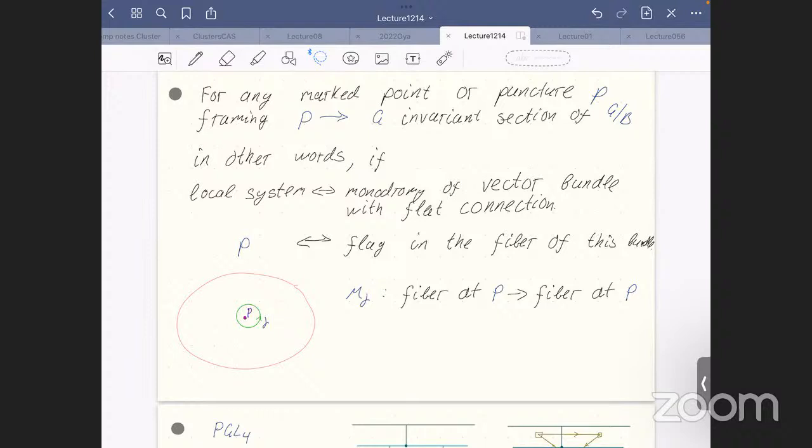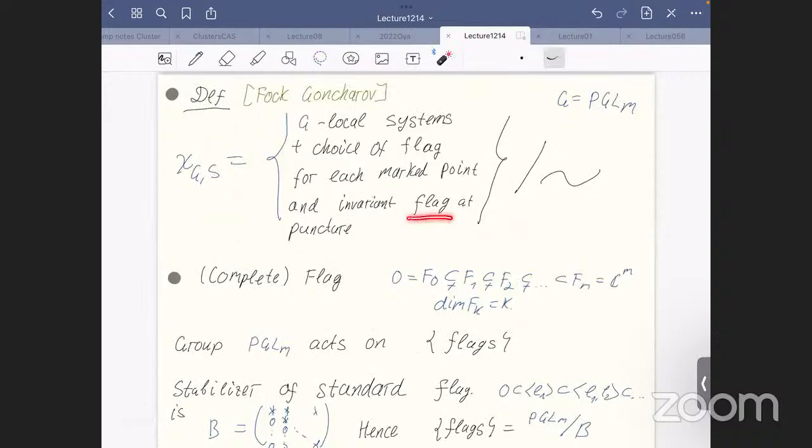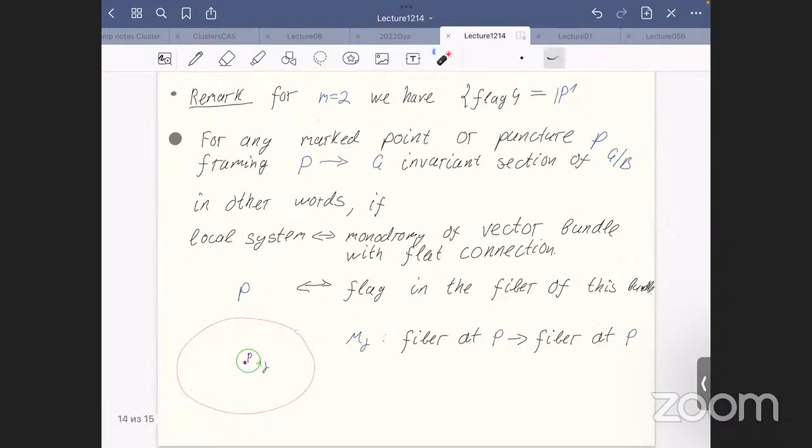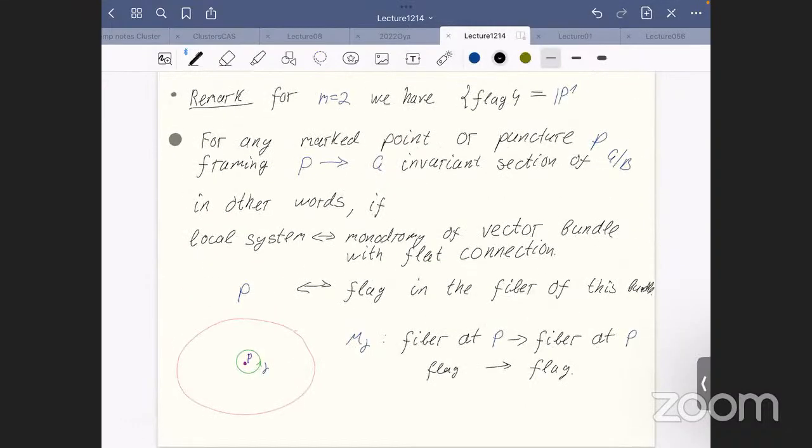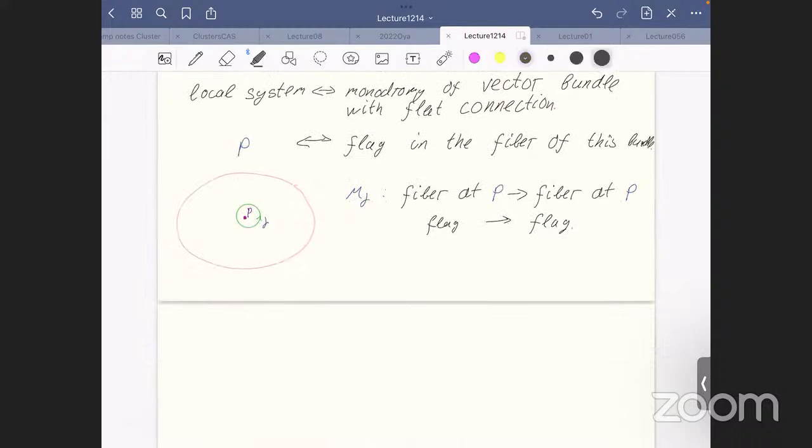And the last condition, that the puncture flag should be invariant, means that under this monodromy, this flag should go to itself. One can ask, what is the meaning of this auxiliary data? Is it how far our manifold is from the original manifold of the local system? And actually, it's not so far.